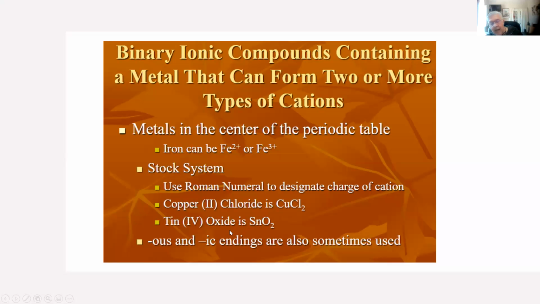In an old way to name these compounds, you use the ending "ous" for the lower charge, for example, ferrous, or "ic" for the higher charge. Then it would be ferric. But I prefer that you use the numerals. This is the modern way to write the formulas of the compounds and to name them.